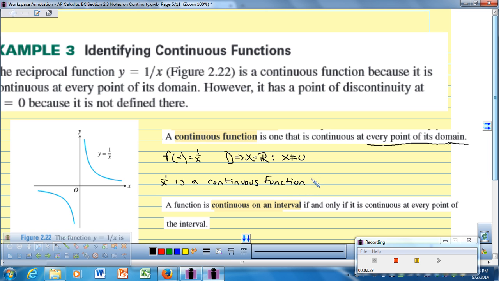Because it is continuous at every point within its domain. And then finally, a function is continuous on an interval if and only if it is continuous at every point in the interval. This idea is the tracing with the pencil idea. If I am able to trace the function in the interval without lifting my pencil, then it is continuous on that interval.